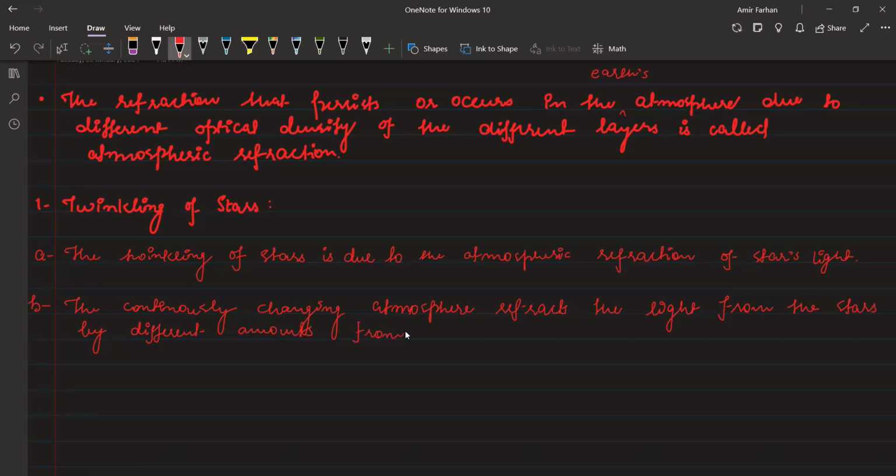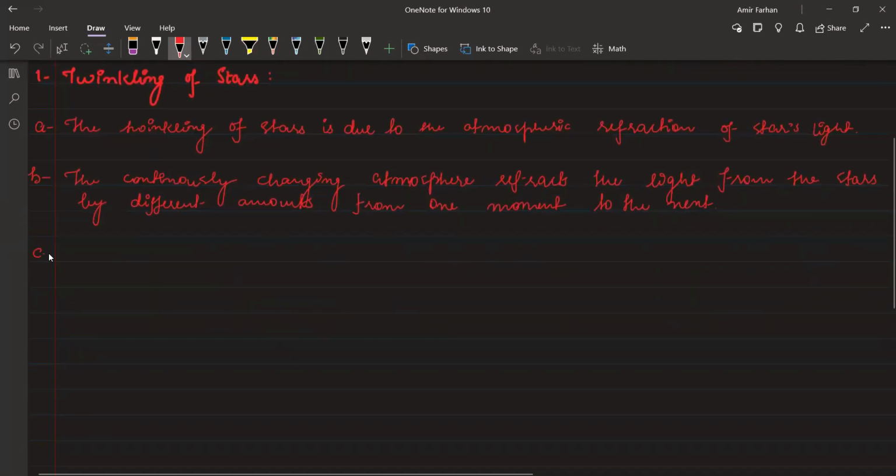Okay, got it, everyone? What I'm trying to tell you? Always keep an eye out when I'm telling these kinds of things, because these things can help you a lot. So take care. This is the third point that you will write: the continuously changing atmosphere refracts the light from the star by different amounts from one moment to another.